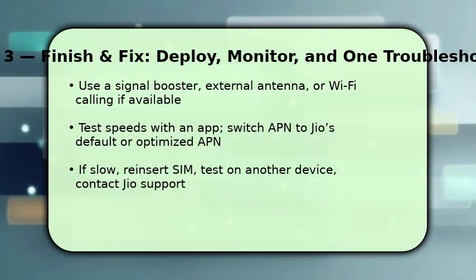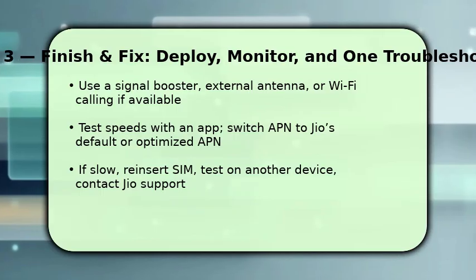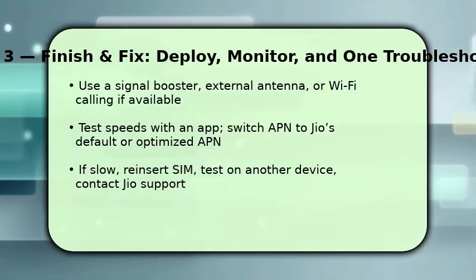Finally, apply advanced tweaks. If indoors and signal remains weak, use a signal booster, external antenna, or enable Wi-Fi calling. These route voice and data via your home Wi-Fi and bypass poor cellular coverage. Test speeds with a reliable app to validate changes.